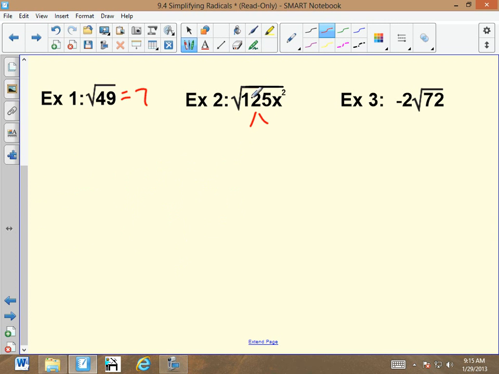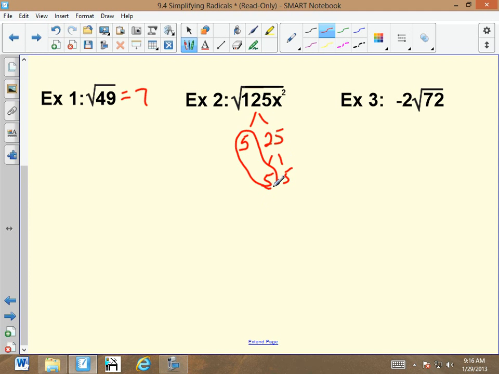So on the left side over here, I'm looking for prime numbers. 2 and 3 will not go into 125. 4 is not prime. 5 goes into it. 5 goes into 125 25 times. 5 goes into 25 5 times. There is my factor tree. 5 times 5 times 5. 5 times 5 is 25 times 5 is 125. Now I'm looking for pairs.